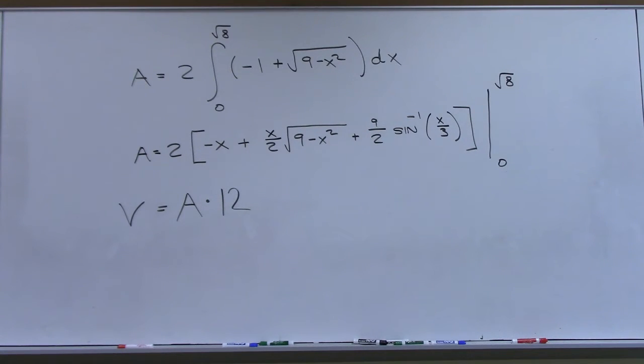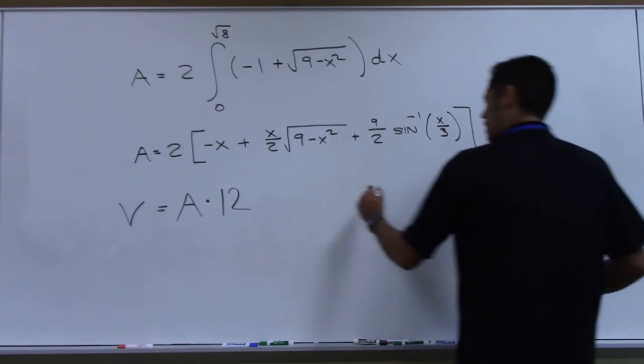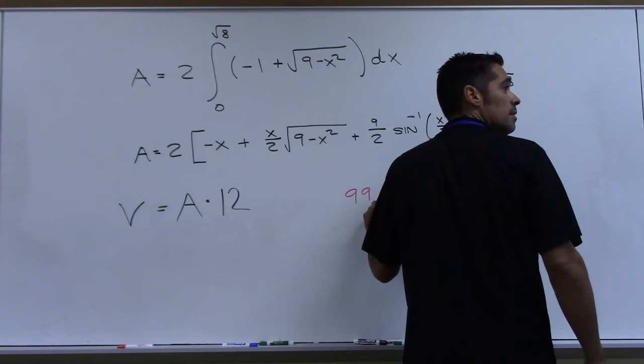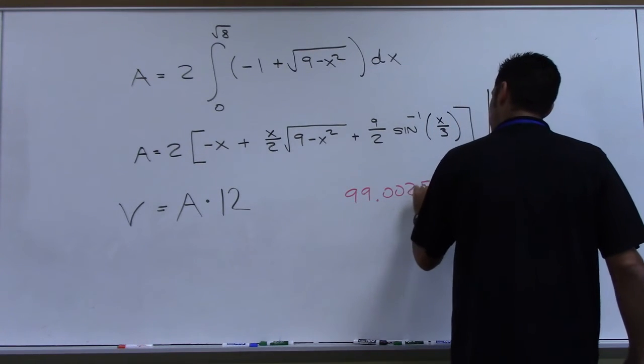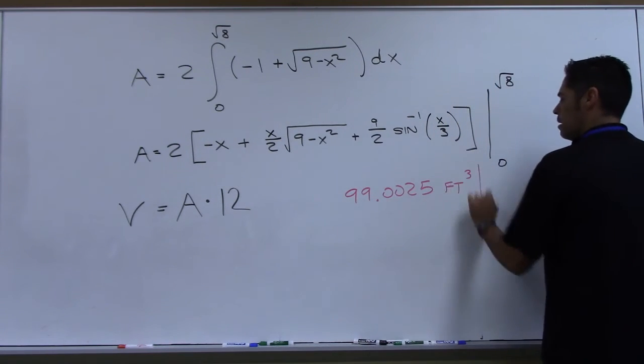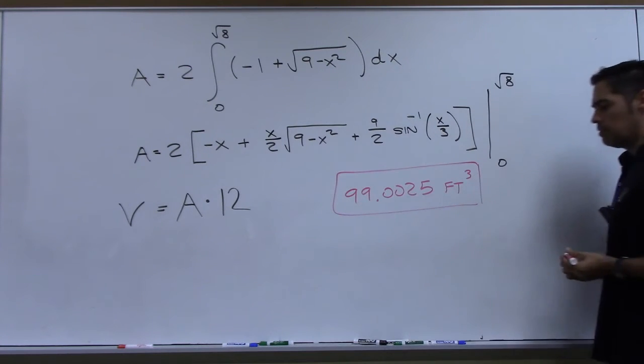And let me put 2.0. I forgot my parentheses. That didn't take long. Okay, so 8.25, and let's multiply that times 12. 99.0025 cubic feet should be the result. Do you understand?